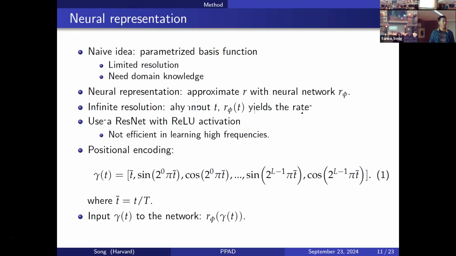I was wondering, what do you mean by infinite resolution? Because I imagine if you feed something with two linear functions, you still have infinite resolution in terms of retrieving value, right? Yeah, but it's not infinite resolution. In this case, the resolution should depend on the size of your network, right? Yeah, exactly. You're right.